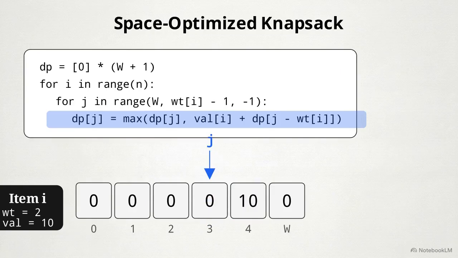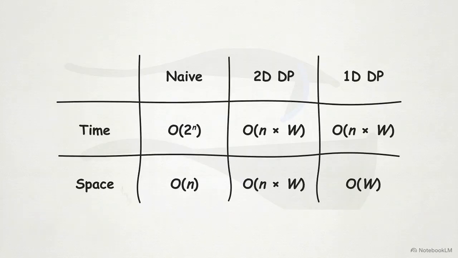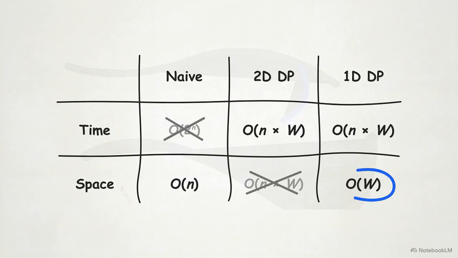This table compares the resource efficiency of our progression. We eliminated the exponential time of the naive approach, then stripped away the heavy n times W memory footprint of the 2D matrix, arriving at a highly efficient O of W space complexity.